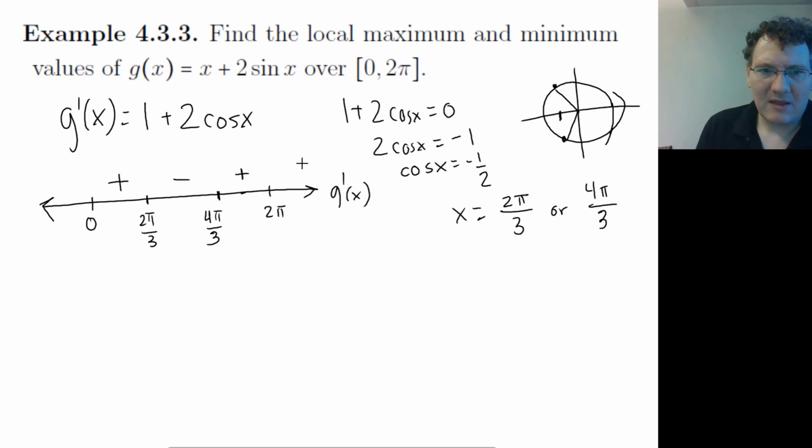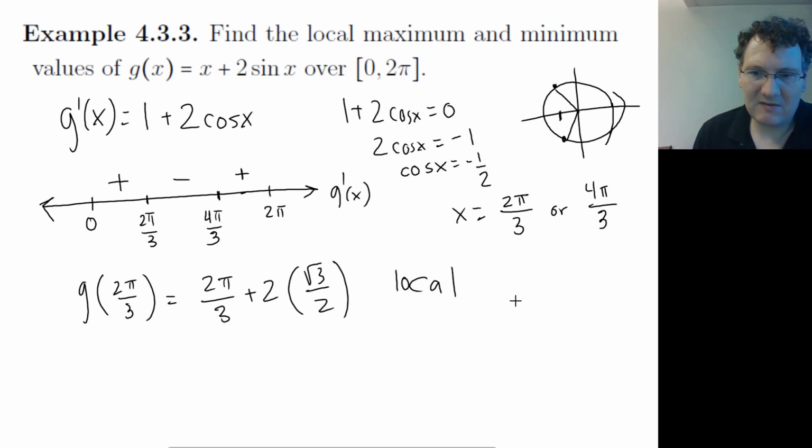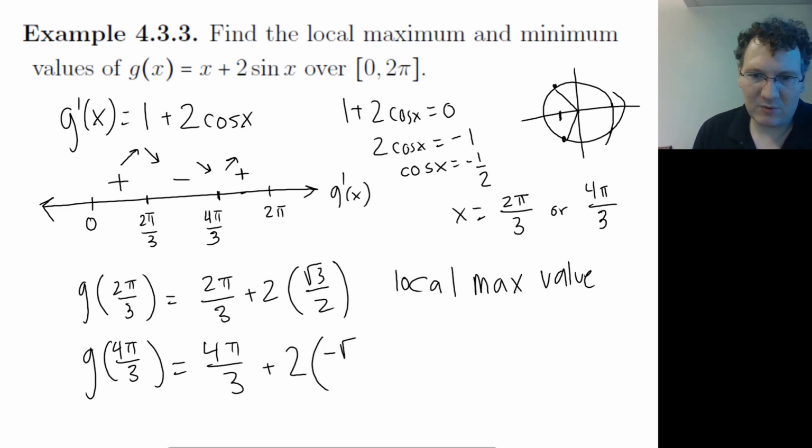So that means that we have g of 2 pi over 3, which is 2 pi over 3 plus 2 times the sine of 2 pi over 3, that's going to be root 3 over 2. The first derivative is positive, then it's negative, so the function goes up and then it comes down. And here it's going down and then it goes up again. That's kind of the picture. That's why you have a local maximum and a local minimum, respectively. This is a local maximum. And g of 4 pi over 3, that's going to be 4 pi over 3 plus 2 times negative root 3 over 2, is a local minimum value.